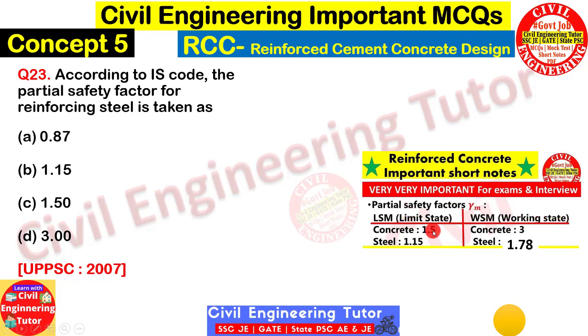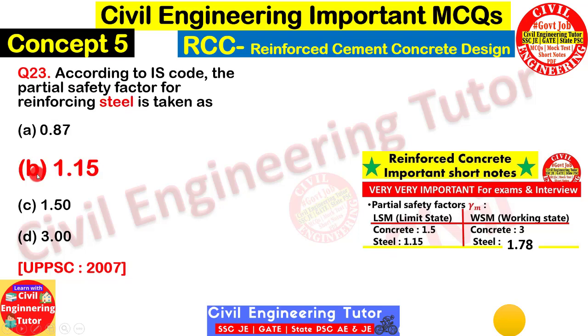We generally discuss LSM nowadays, and the working stress method is obsolete, not in use now. For the limit state method there are 2 kinds of case: one is limit state of collapse and one is limit state of serviceability. These factors, 1.5 for concrete and 1.15 for steel, are only for limit state of collapse. So when nothing is mentioned, you have to assume they are asking about limit state of collapse. So for limit state of collapse, the factor of safety for concrete is 1.5 and for steel is 1.15. Here they have asked for steel, so the correct answer will be B, 1.15.